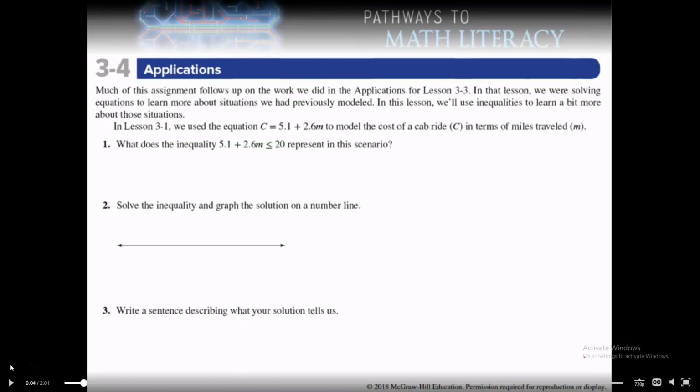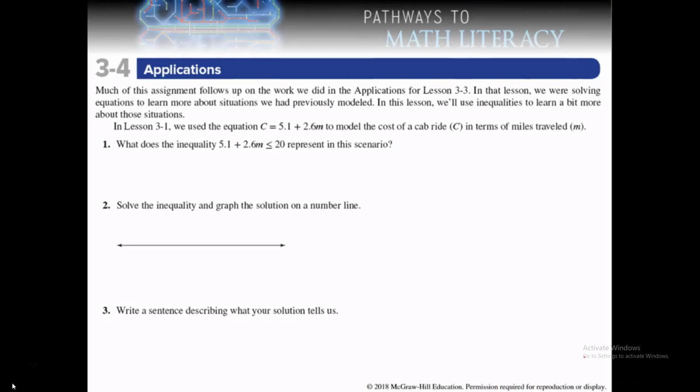We're looking back at a formula we had from lesson 3.1 for cab ride costs. C equals 5.1 plus 2.6 times m. And in question 1, what is the inequality 5.1 plus 2.6 m less than or equal to 20 represent in this scenario? Well, since the left-hand side is the cost of the cab ride, this is saying that the cost of the cab ride is less than or equal to $20. And then 2 asks us to solve that. So we'll do that over here on the side.